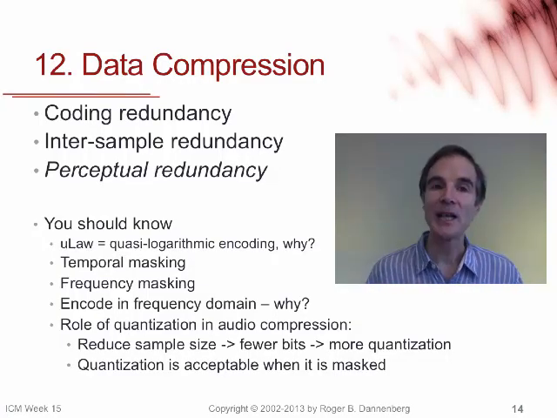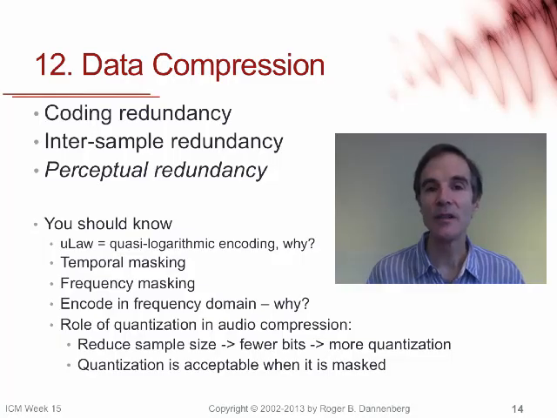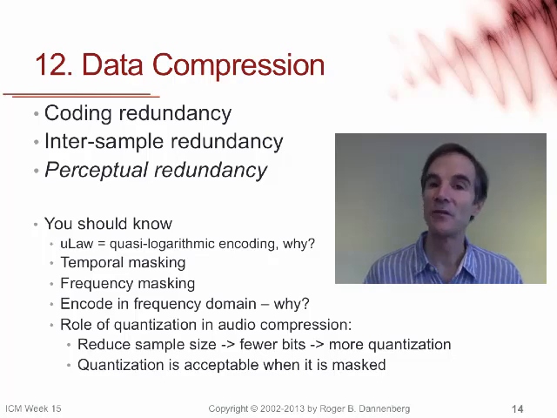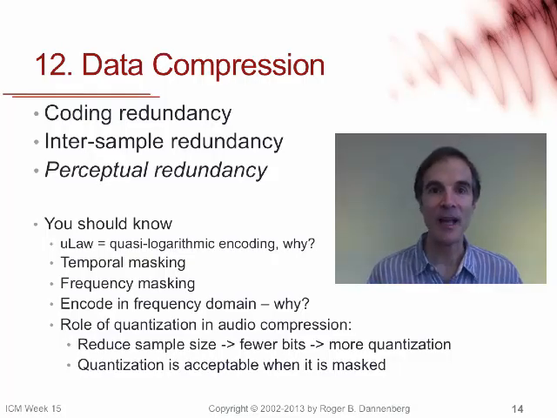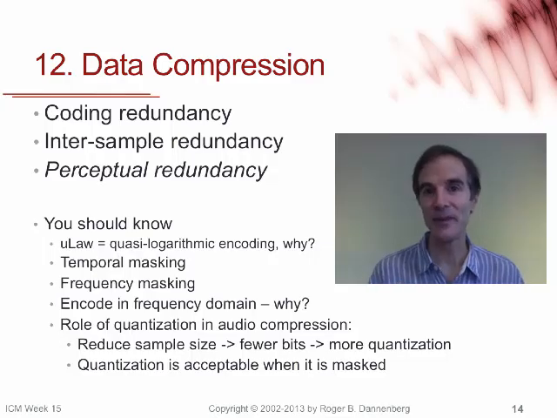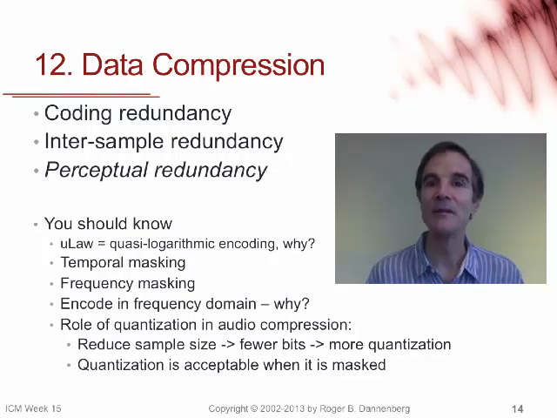You should know about temporal masking, which is very important in MP3 and other perceptual coding systems. You should know about frequency masking. You should know about encoding in the frequency domain and why we do it. Here's a hint. The representations in the spectral domain, especially for music, tend to be sparse because not all frequencies are present at every time. And the sparsity of the signal gives us the opportunity to do much better compression.